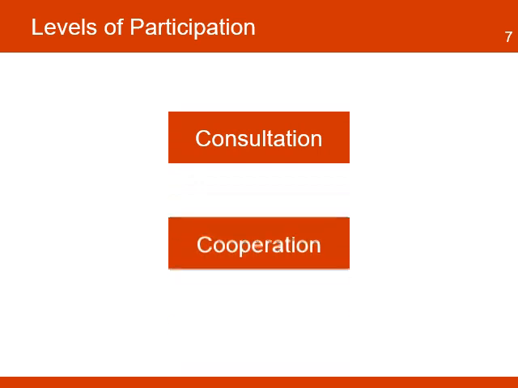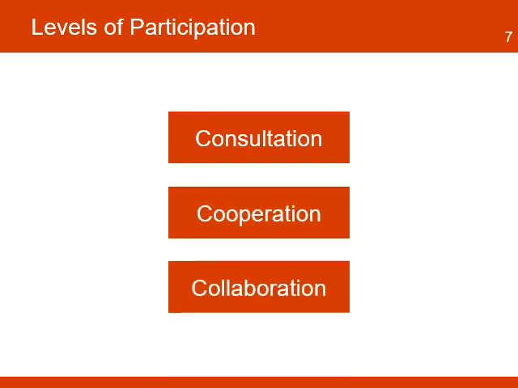Each project will require participation during the planning process. The level of participation can be different depending on factors such as resources available, availability from participants, and understanding of the context. There are 3 levels of participation to consider during the planning process. These are consultation, cooperation, and collaboration.